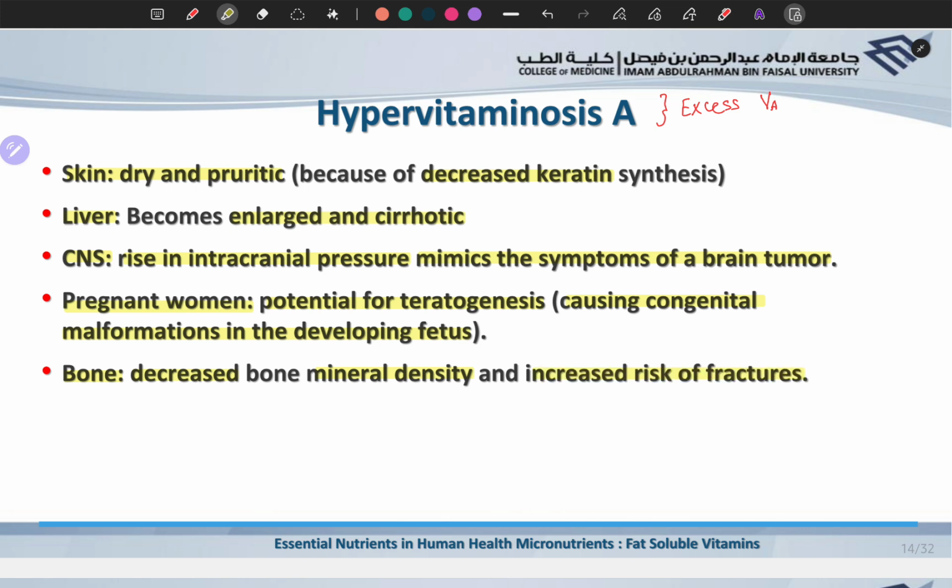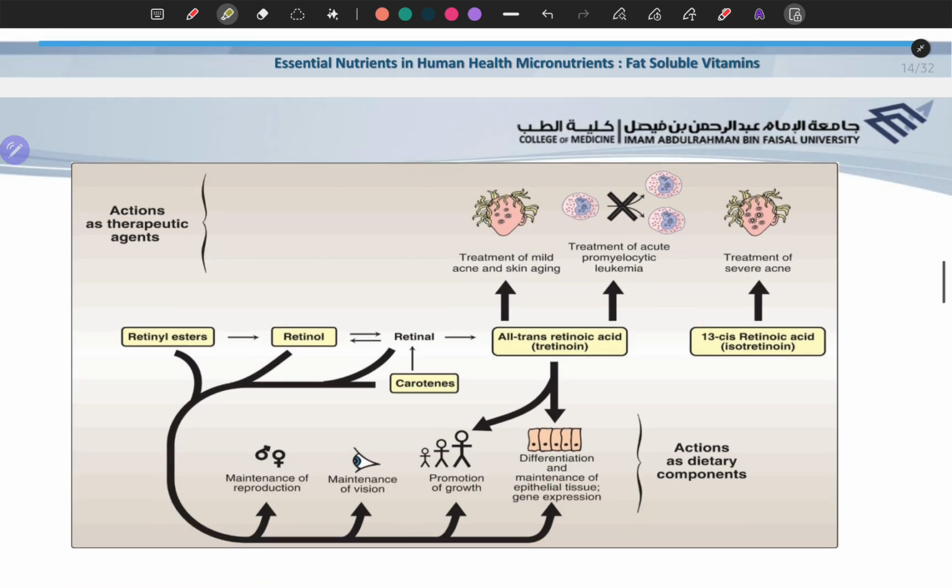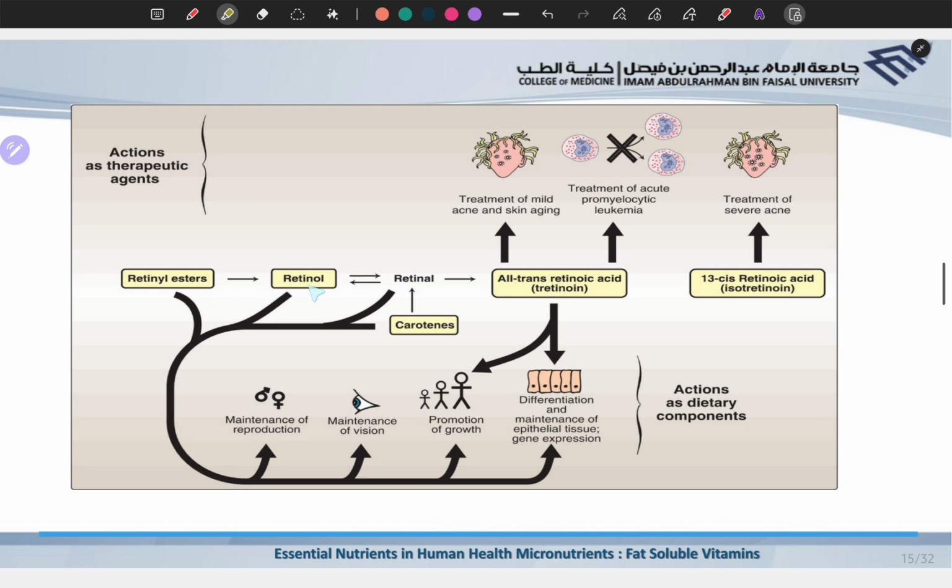So vitamin A has different forms: retinol esters, from which you get retinol, retinol getting oxidized to retinal, and also carotene getting converted to retinol. Now, these different forms act as a dietary component and as a therapeutic agent. Dietary component means the normal dose which you take in the diet, your recommended daily allowances. It is required for the proper maintenance of vision, for normal reproduction, and for growth and differentiation of the epithelial cells. Is it clear? As a therapeutic agent, you require it for the treatment of mild to moderate acne.